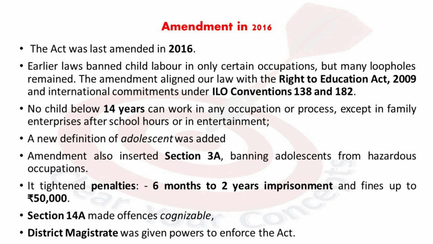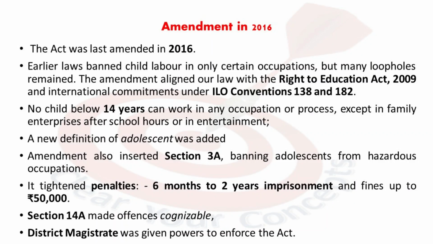Now we are going to talk about the latest amendments in the Child and Adolescent Labour Act. The Act was last amended in 2016. Why was this amendment necessary? Earlier laws banned child labour in only certain occupations, but many loopholes remained. The amendment aligned our law with the Right to Education Act, 2009 and international commitments under ILO Conventions 138 and 182. What changed? First, the definition of child was amended.